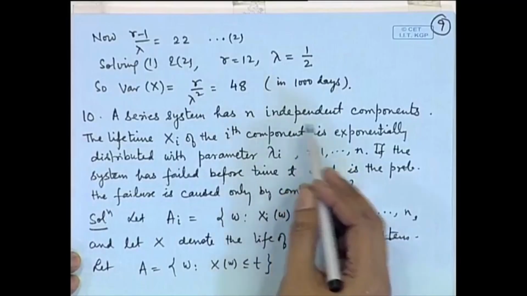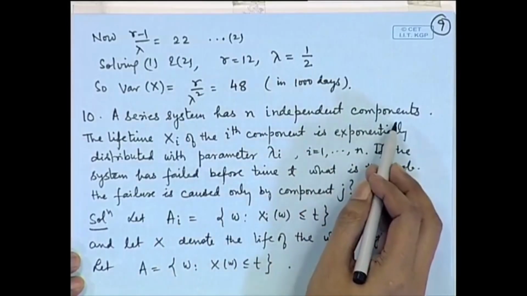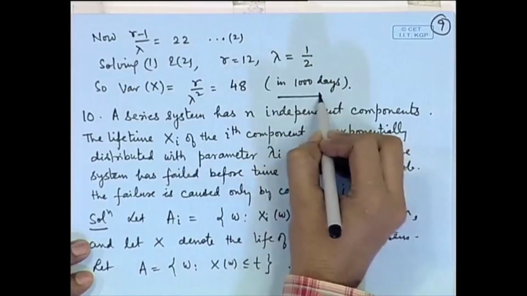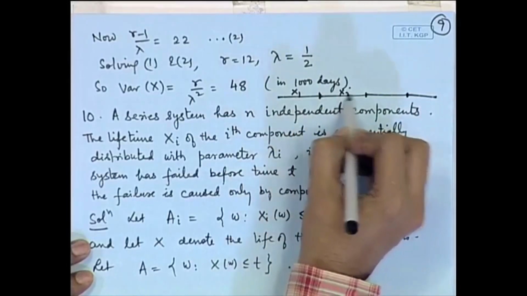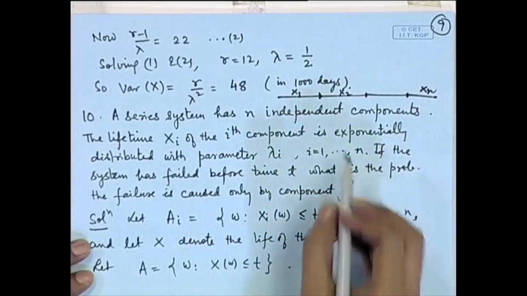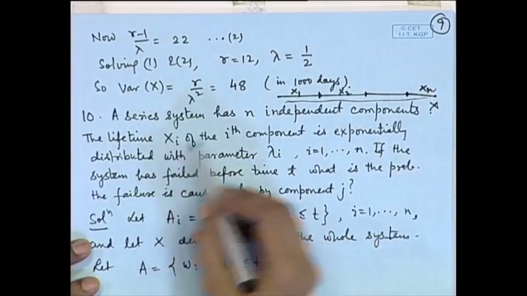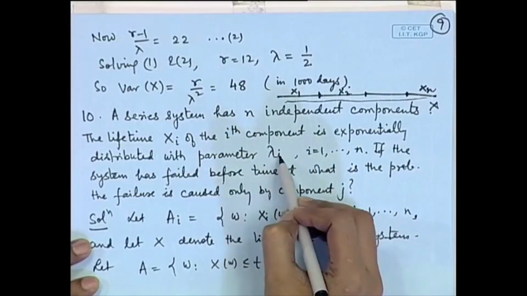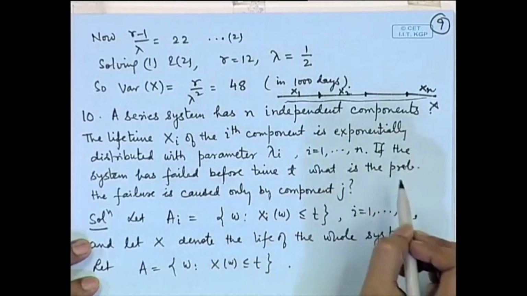Let us consider a series system. A series system has n independent components. The components are attached and their lives are X1, X2, ..., Xn. Suppose the total life of the system is X. The individual lifetimes are assumed to be exponentially distributed with parameters lambda 1, lambda 2, ..., lambda n.